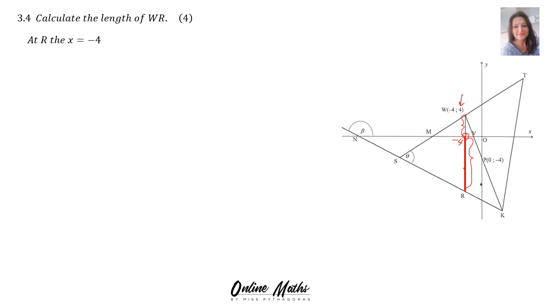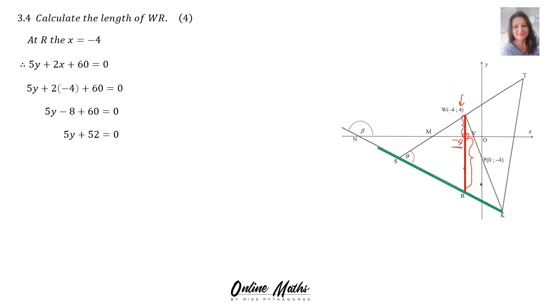So your problem is this length over there. And what you have to do is, since you know that the x is negative 4, you take negative 4 and you're going to substitute it into SK's equation. There, you've got SK's equation, which is 5y plus 2x plus 60. So in x's place, I'm going to substitute the negative 4. And then when I multiply 2 times negative 4, I get negative 8. And then negative 8 plus 60 is 52.